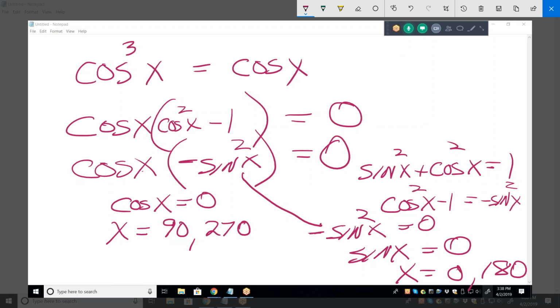And I suppose you could, if they asked you for a full spectrum answer, you could say 90n. That would take care of all four of these: the 0, the 90, the 180, and the 270. All of which satisfy that equation.